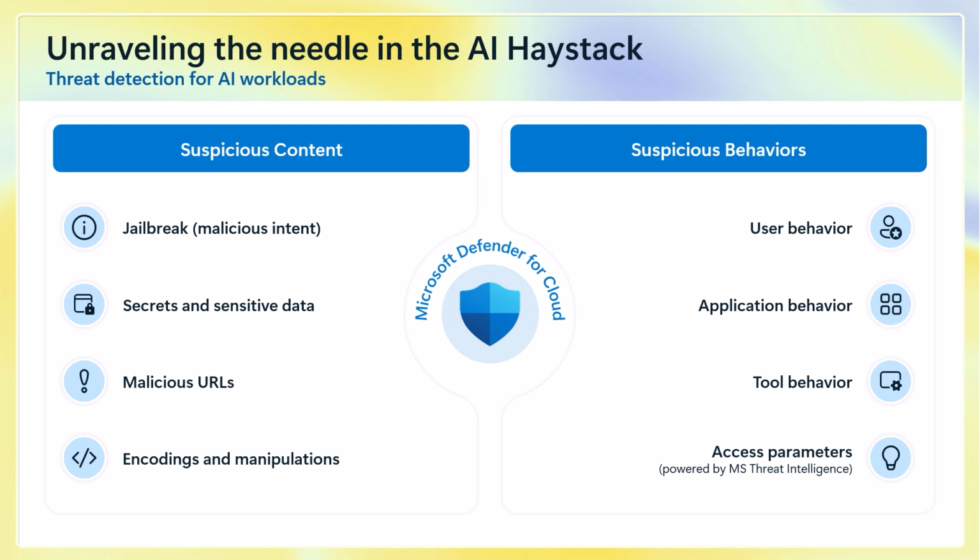In order to really understand attacks, just looking at the content will not give you the complete picture. This is why we're also looking at suspicious behaviors. We're looking at user behavior, application behavior, and the tools and tool invocations being used in your AI application. Eventually we get many more parameters by using the power of the Microsoft Threat Intelligence database, which has a lot of insights. So we are combining those insights and enriching the alert to give you a complete view of what's wrong.